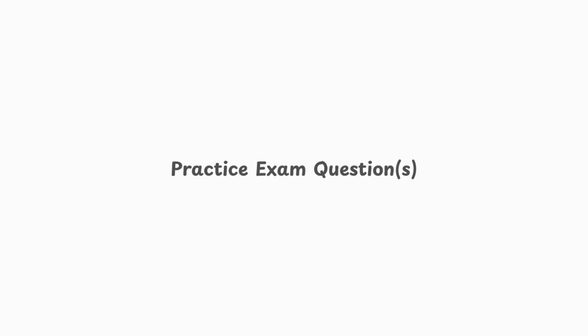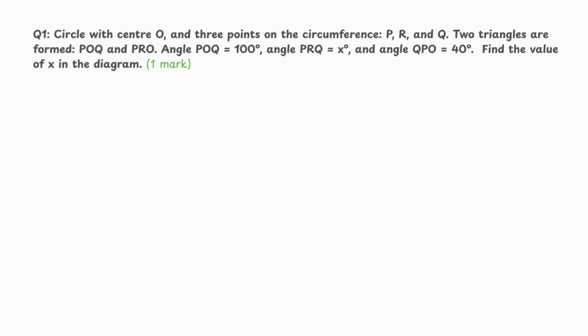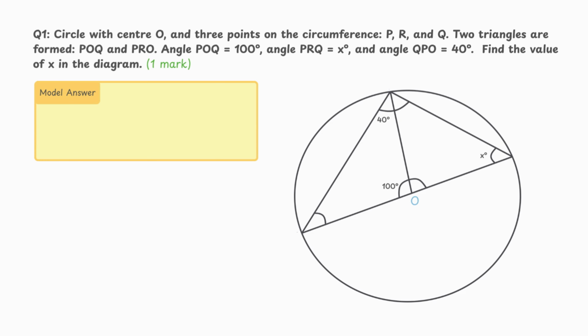Now, let's dive into some exam-style practice questions. You can pause the video and try yourself. Let's solve this circle theorem problem step by step. We have a circle with center O and 3 points on the circumference, P, R, and Q. Two triangles are formed, triangle POR and triangle POQ.